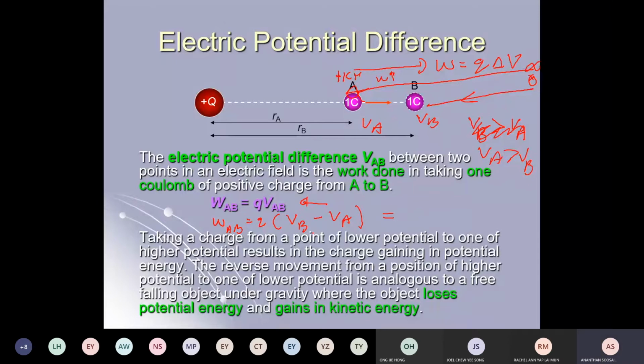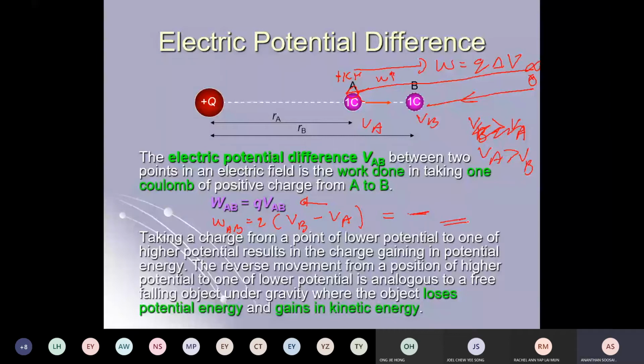Because VA is greater than VB. VA is greater than VB. Okay, VB is greater than VA. So therefore, is the work done going to be positive or negative? It's moving from A to B. So A is greater than B, so it's going to be negative. Okay, the work done is going to be negative.